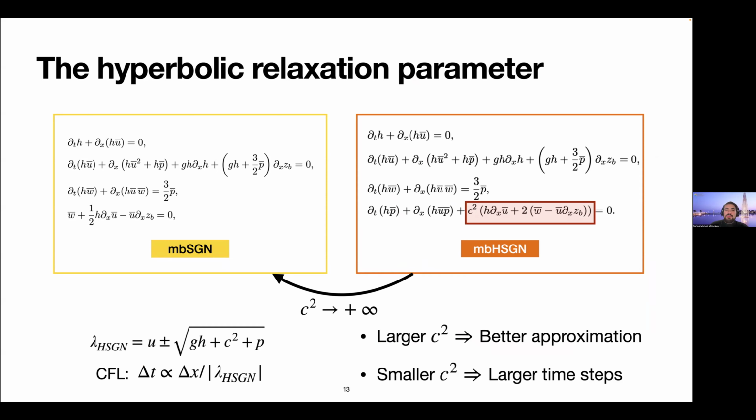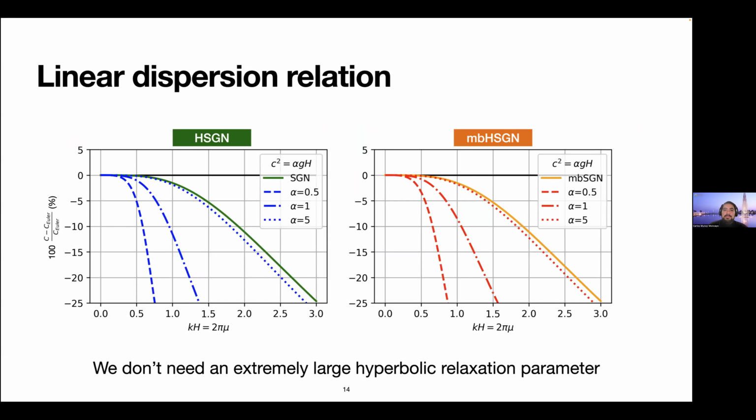So we need c squared to go to infinity, but at the same time, the eigenvalues of the flux Jacobian of the hyperbolic system depend on this parameter c squared. So if we want an explicit discretization, the CFL condition is going to force us to take a lot of small time steps. So how large does this relaxation parameter have to be? It turns out that, at least from a linear perspective, it does not have to be that large. Here you can see that if we take a very moderate value of c squared, not close to infinity by any means, we get a very good approximation of the dispersion relation of the Euler equations.